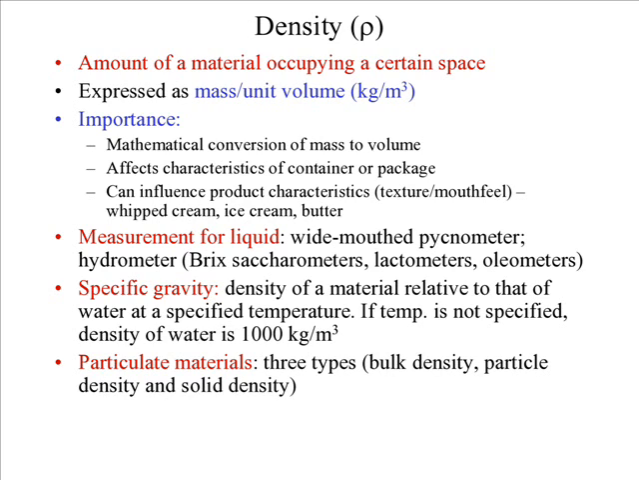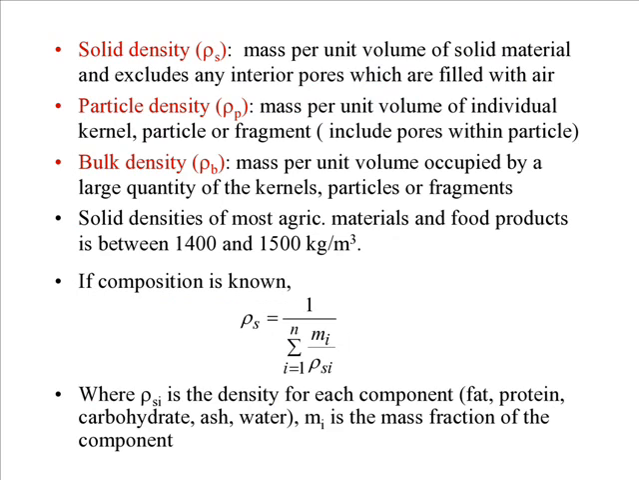And when you have particulate materials, there are three types of densities that you'll actually deal with: bulk density, particle density, and solid density. Density is expressed with the Greek character rho, which kind of looks like a P, but it's actually the Greek letter for R, rho. And what you'll see is that you have different kinds of densities that are expressed with rho and some subscript. So you have solid density, which is rho subscript S, which is the mass per unit volume of a solid material and excludes any interior pores which are filled with air.